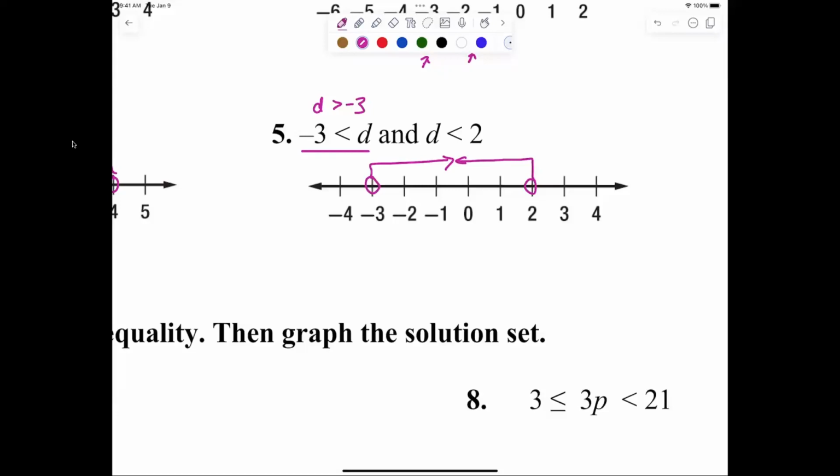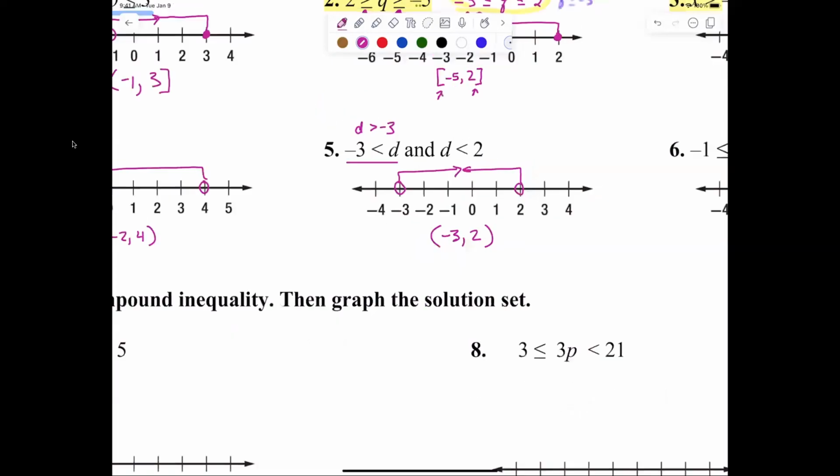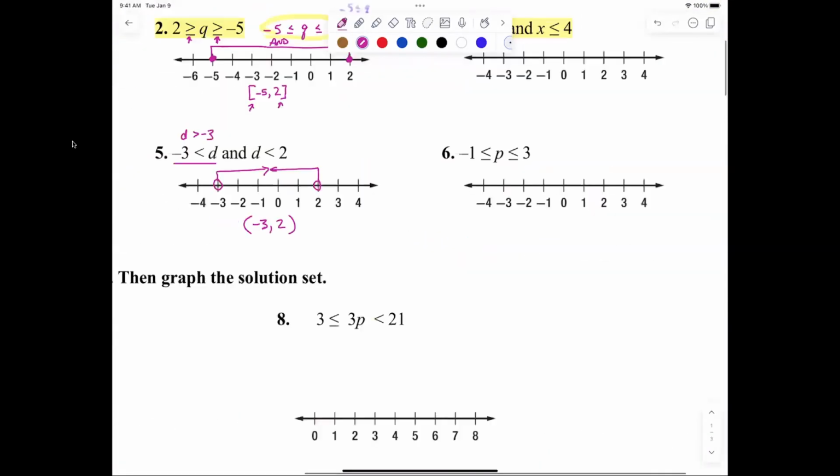So everybody do that. So that means D is between what two numbers? -3 and 2. So now we just write -3, 2. That's called interval notation. If you know that, you're in really good shape. All right. Anybody have any questions so far? Anybody? All right. Uh-oh, one more.